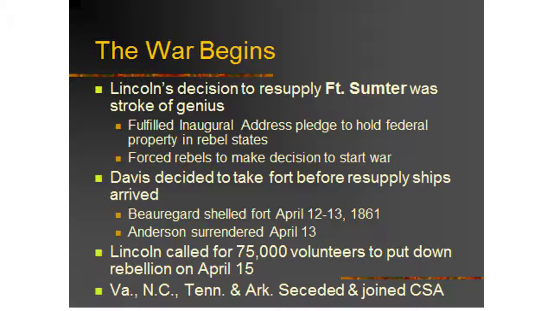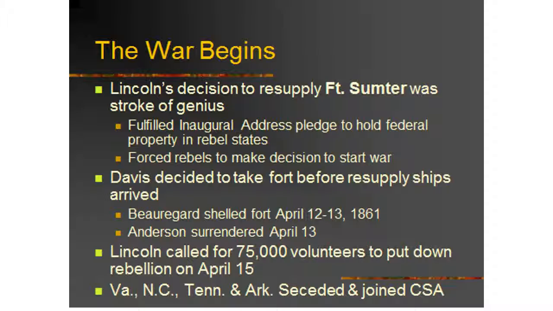Pierre Beauregard was in charge of the Confederate troops. On April 12th, he started firing on Sumter. Major Robert Anderson was the commander of Fort Sumter. In a little bit of irony, those two had both been at West Point together. Beauregard was a student and Anderson was his teacher. Well, what happened was Anderson ran out of ammunition and couldn't defend the fort any longer. So after about 34 hours, he was forced to surrender Fort Sumter. And thus, this is the beginning of the Civil War.